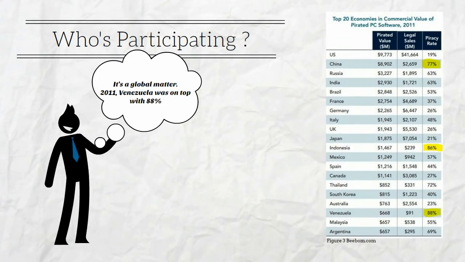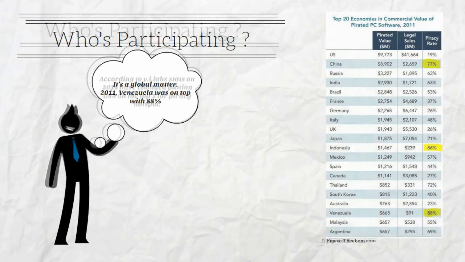Who's participating? Is it a global issue? In 2011, Venezuela was on top of the piracy list with 88%. Then followed Indonesia with 86% and China with 77%.